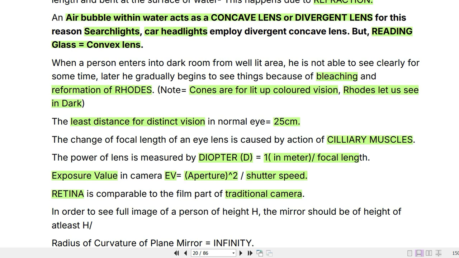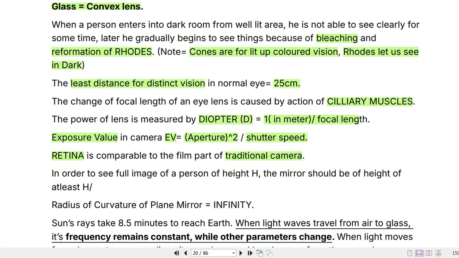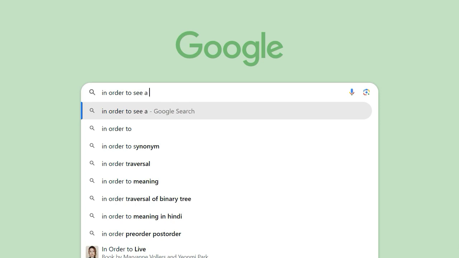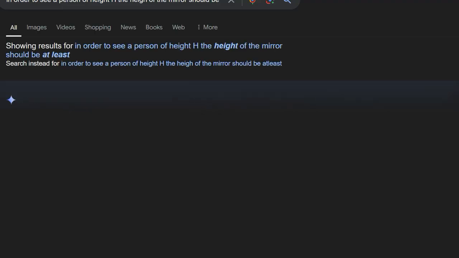Now, in order to see the full image of a person of height h, the mirror should be of height at least what? In order to see the full image of a person of height h, the mirror should be of height at least h divided by, I think I missed something there.